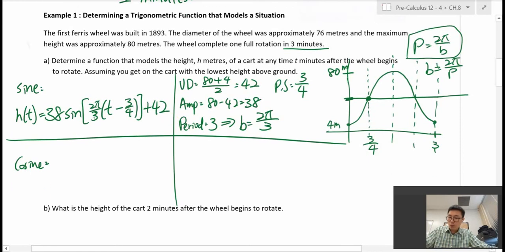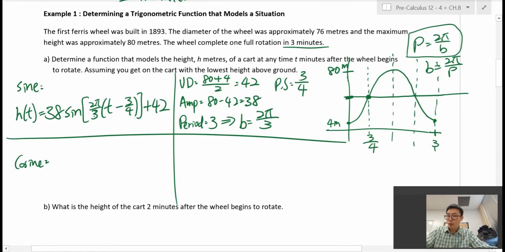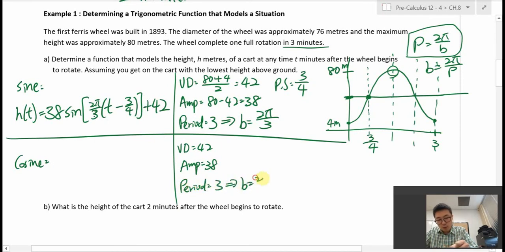And you can do something similar for the cosine equation. Everything will remain the same. The only thing that's different is your starting point. Cosine starts from the maximum, which is going to be right here. So vertical displacement is going to be the same. Amplitude is going to be the same, which is 38. Period is still 3, which means b again is 2 pi over 3. However, the phase shift is not going to be 3 over 4 anymore. It's going to be twice that. So you go 3 over 4 times 2, which is going to be 3 over 2.